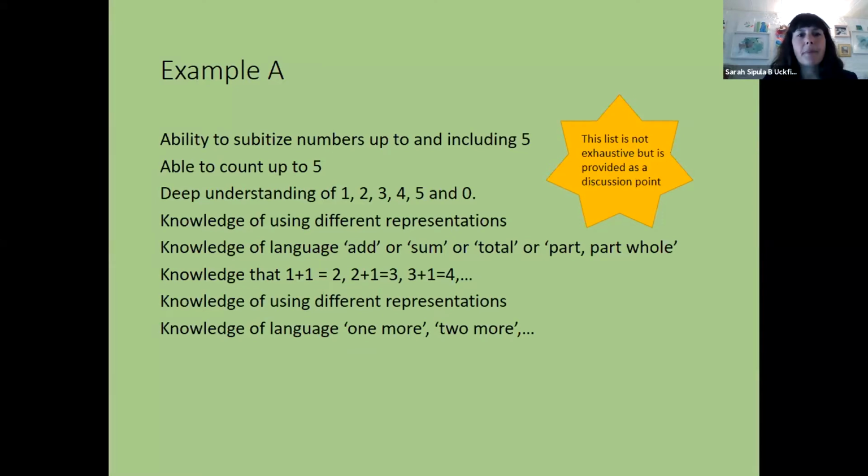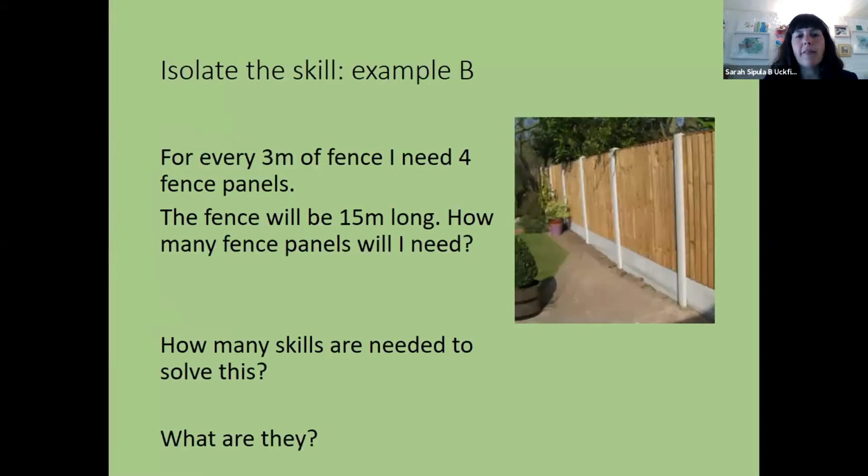And then what I'd like you to do is to think of this example. For every 3 meters of fence, I need 4 fence panels. The fence will be 15 meters long. How many fence panels will I need? So I want you to think about all the tiny little skills that are needed to solve this and what they are. And when you've come up with those, can you try and put them as briefly as you can into the chat?